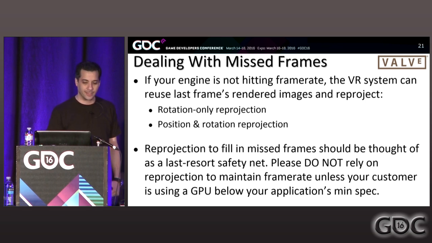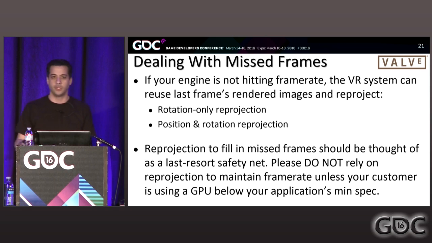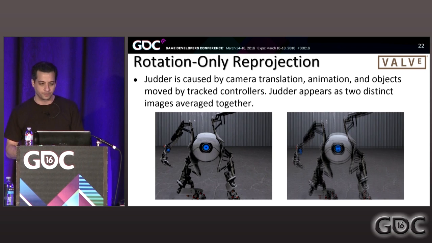So let's talk about that, because I think it's important to discuss what the side effects are of reprojection, so you can make good choices about when you think it's okay for your application to use it. So the most obvious artifact is judder.